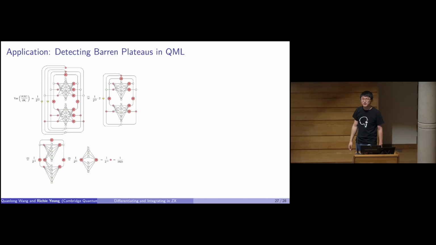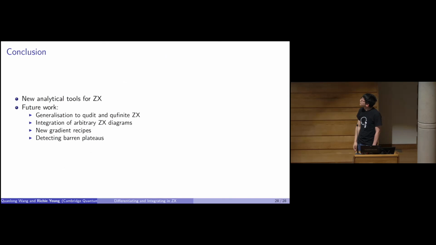hopefully we can make some progress. So in conclusion, we have new analytical tools for ZX, so there are new problems we can tackle using these tools. For future directions, maybe you can extend it to more exotic types of ZX, such as qudit ZX, Q-finite ZX. Hopefully we can do arbitrary differentiation. Kind of hard. And other things we can work on more practically is look for new gradient recipes for quantum machine learning and detect barren plateaus. So thank you for listening.